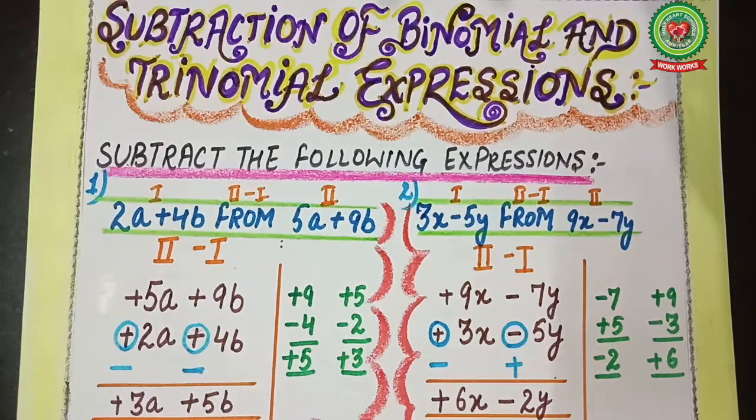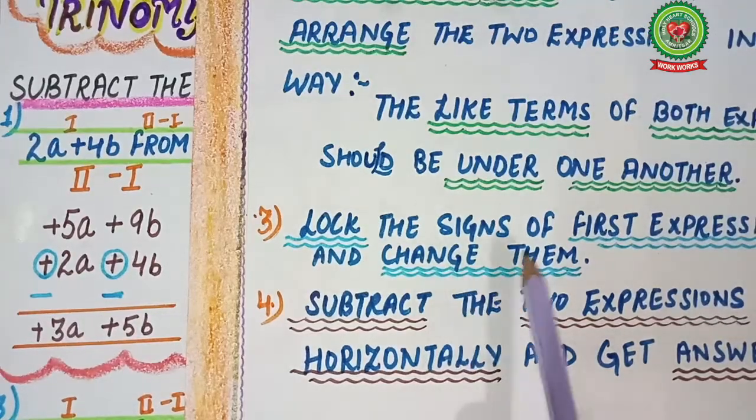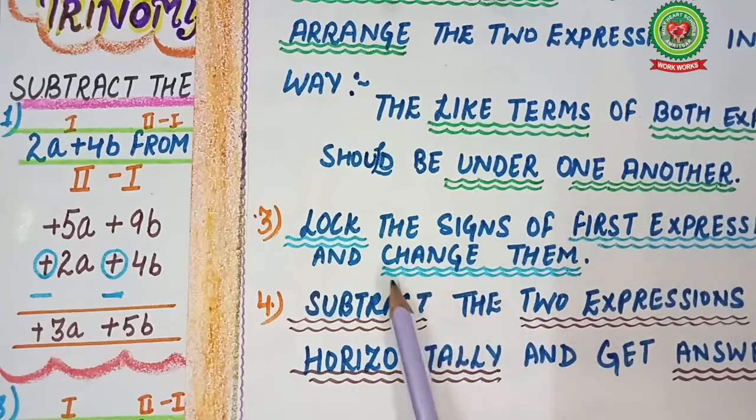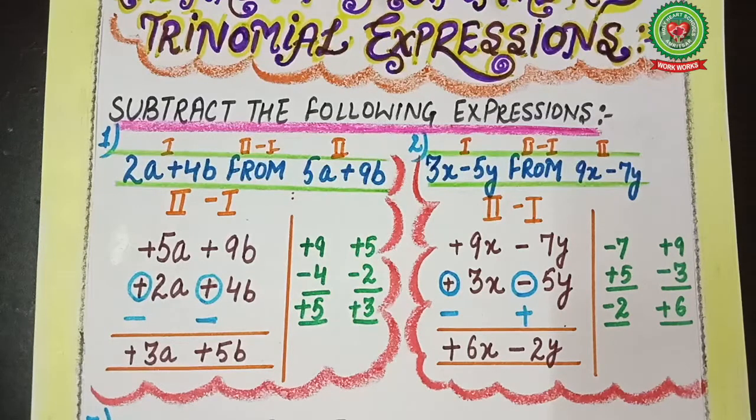Next, the third step is lock the signs of the first expression and change them, right? Now here we will lock the signs of the first expression. This is the first expression, right? So here we will lock these signs and change this sign. And you know this very well, whenever we lock the sign, that is a plus sign, it will change into minus, right? So here we will lock the plus sign, so it will change into minus, right?